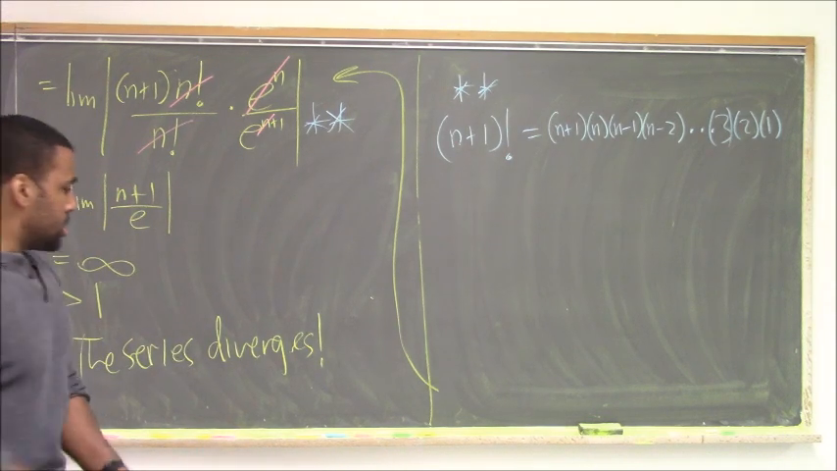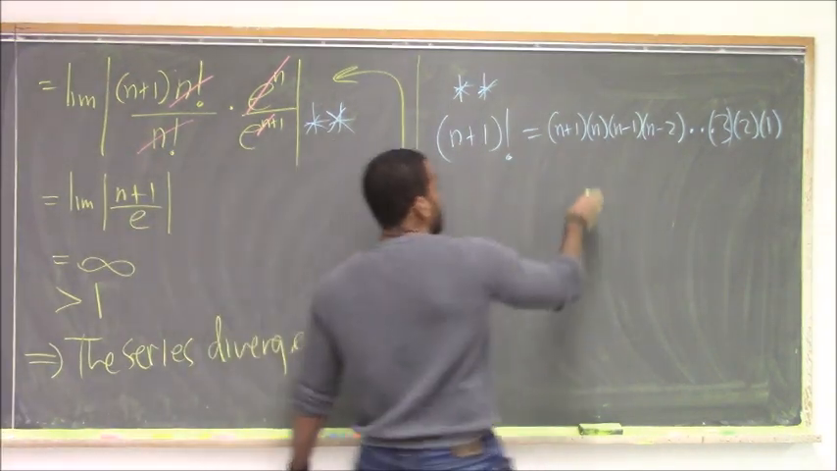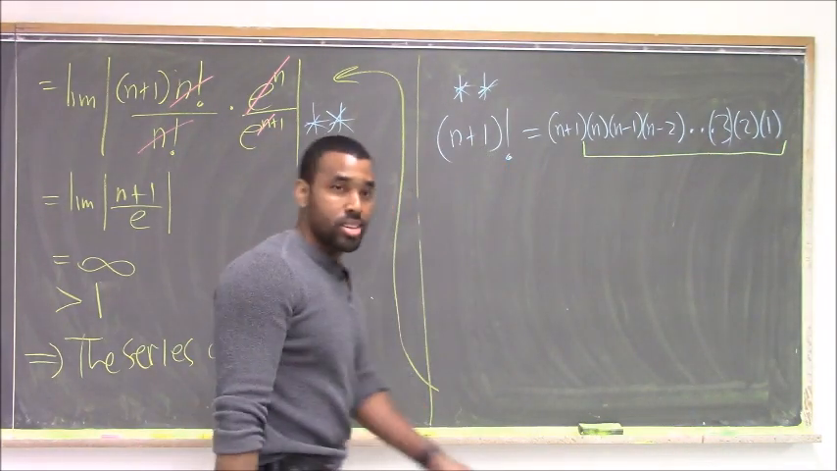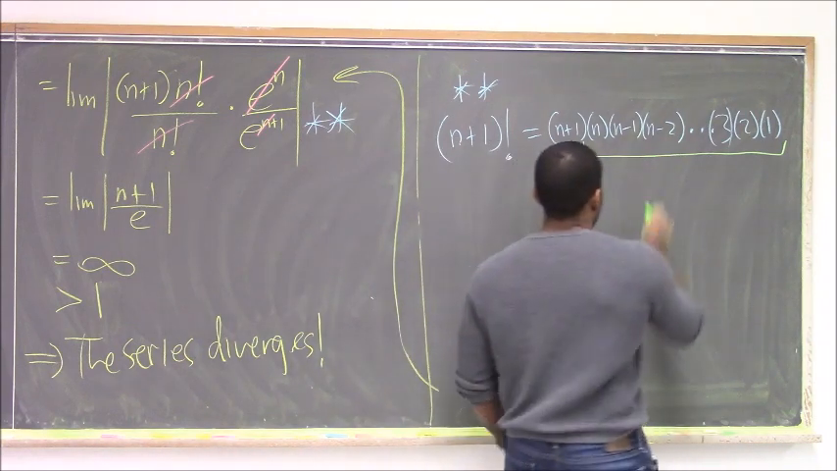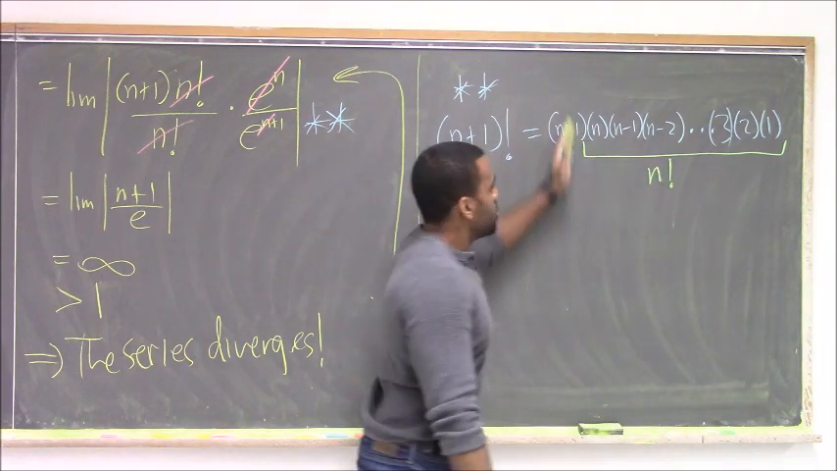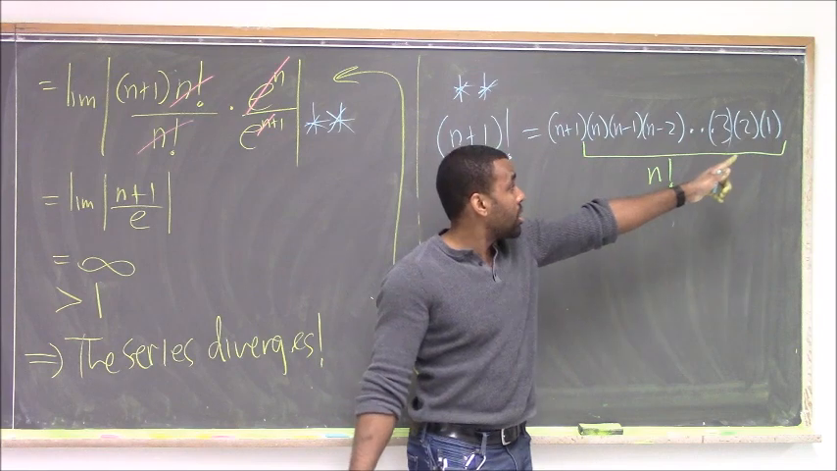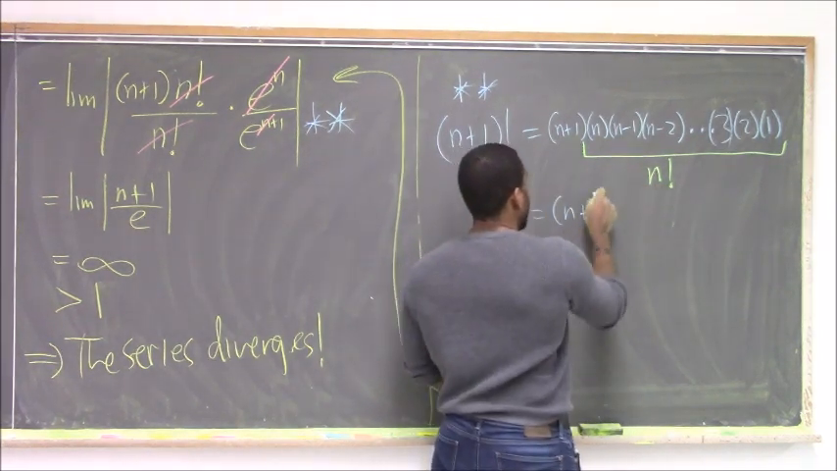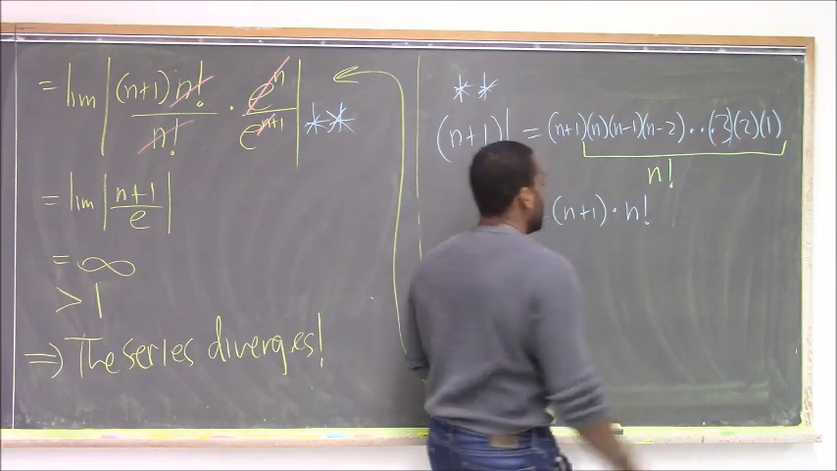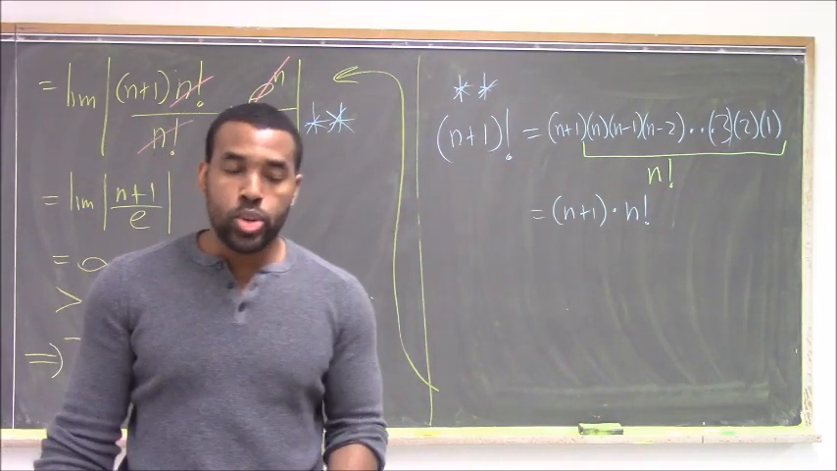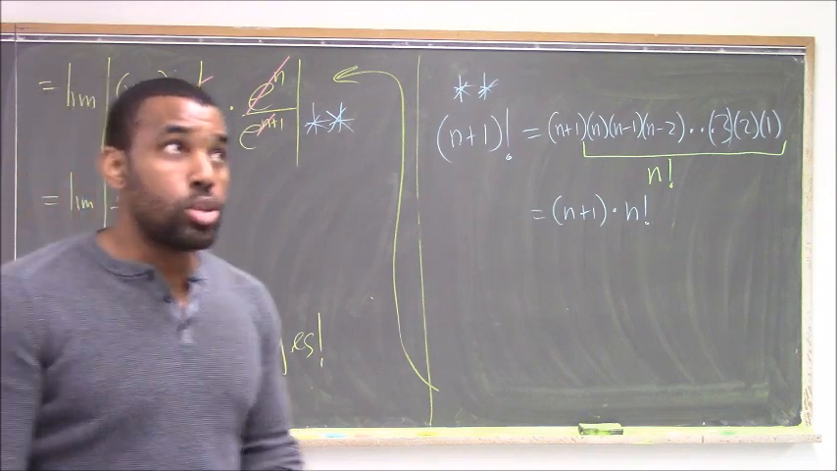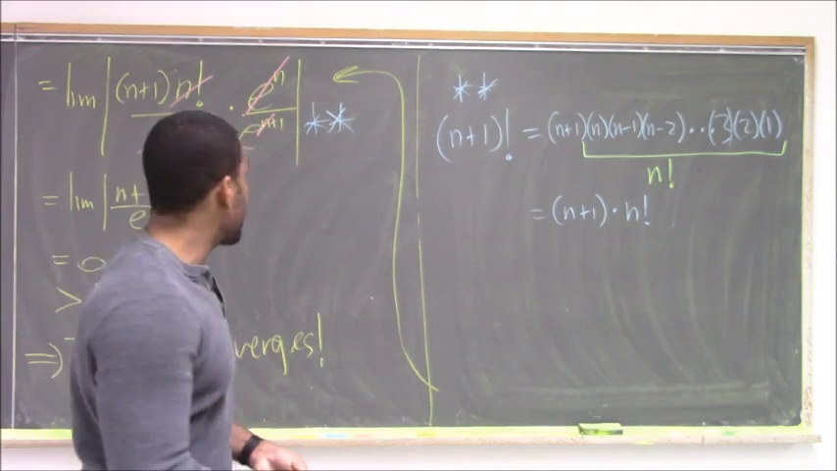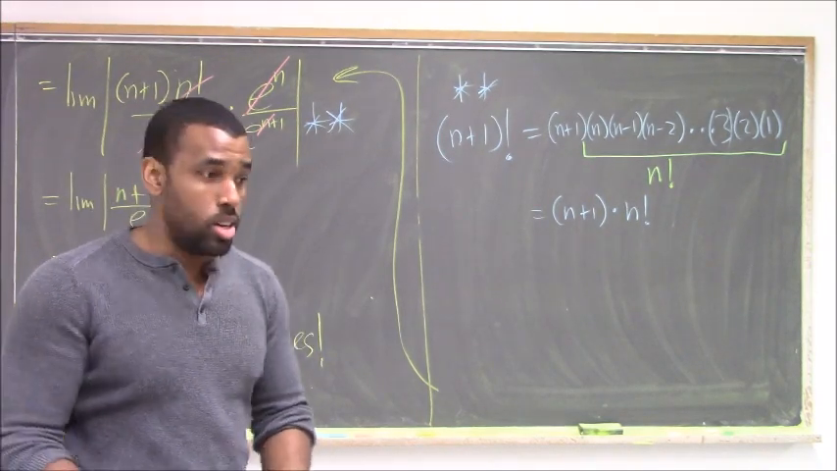What you're going to notice is that if you wrote that out, n plus 1 factorial includes n factorial. From n multiplying downwards to 1 is actually n factorial. So n plus 1 factorial is actually just n plus 1 times n factorial. So it turns out that every factorial will automatically include all smaller factorials. And this is very nice when you take them in a ratio, you can cancel out a lot of stuff.